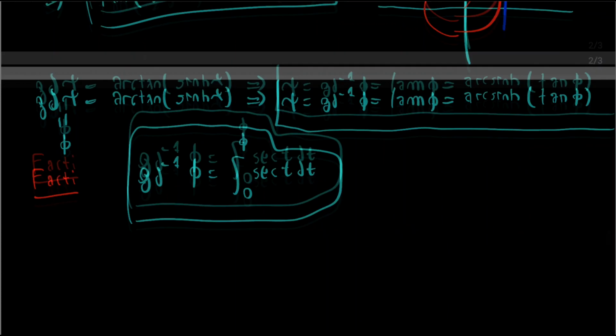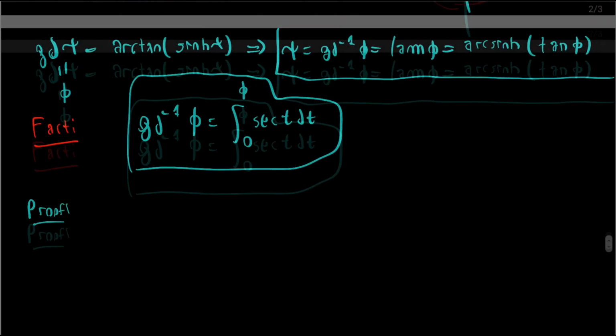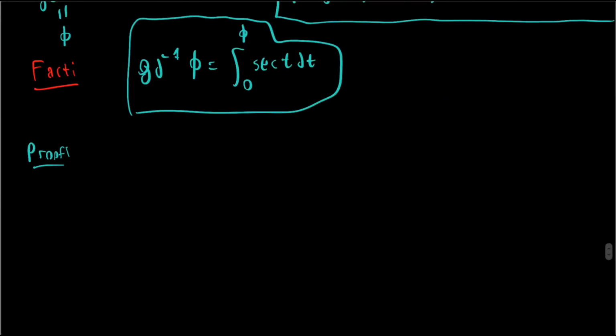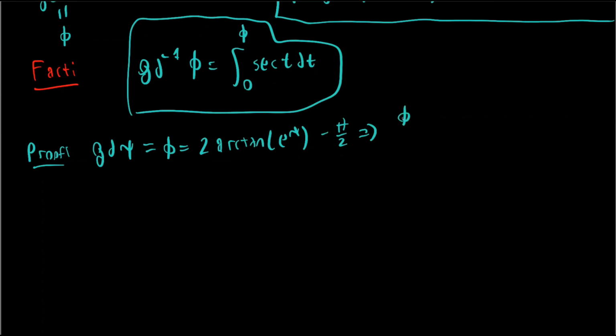So we will start with our identity up here. For our proof we will start from the identity that we derived above for the Gudermannian function, the Gudermannian of psi, which we will denote for simplicity by phi, is equal to 2 times the arctangent of e to the psi minus pi over 2. Now, by adding pi over 2 to both sides and dividing by 2, we get that phi over 2 plus pi over 4 is equal to the arctangent of e to the psi.